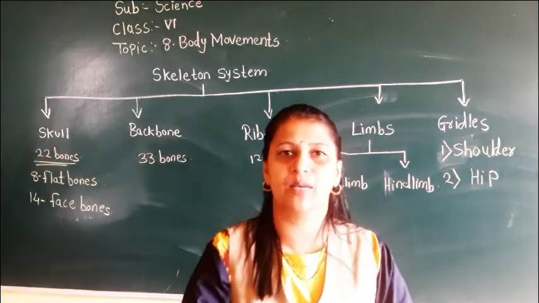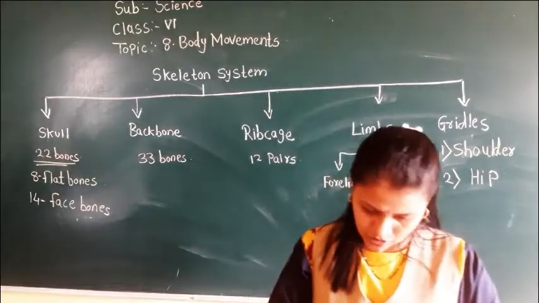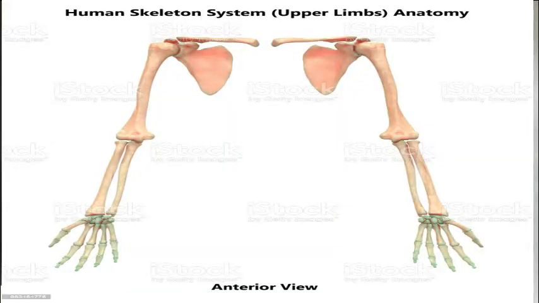Now let's discuss the forelimb. Can you see this picture of the forelimb? Yes. If you look at this picture, the bones of the arms are joined to the shoulder girdle.